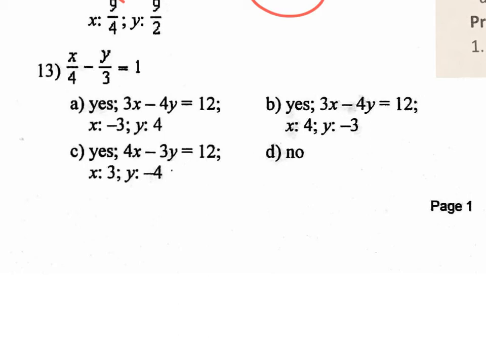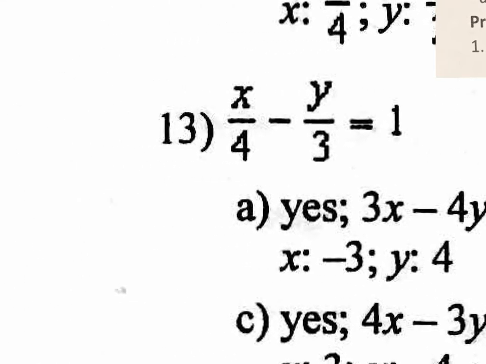Now, remember, standard form is capital Ax plus capital By equals capital C, and it's capitalized to help you remember that you don't want decimals or fractions. So the very first thing to do would be to get rid of the fraction x over 4 and get rid of the fraction y over 3. You don't want these denominators.